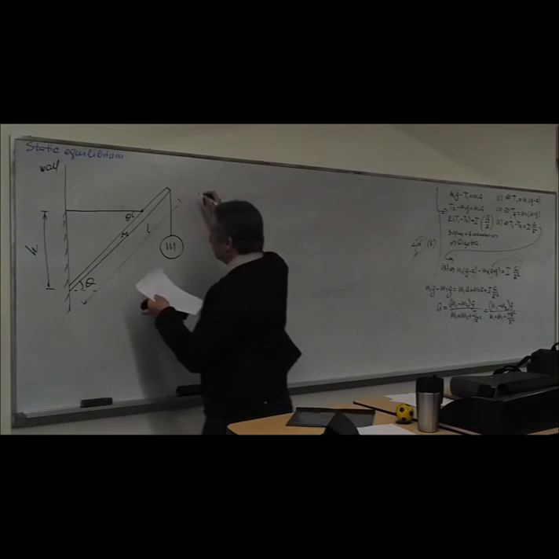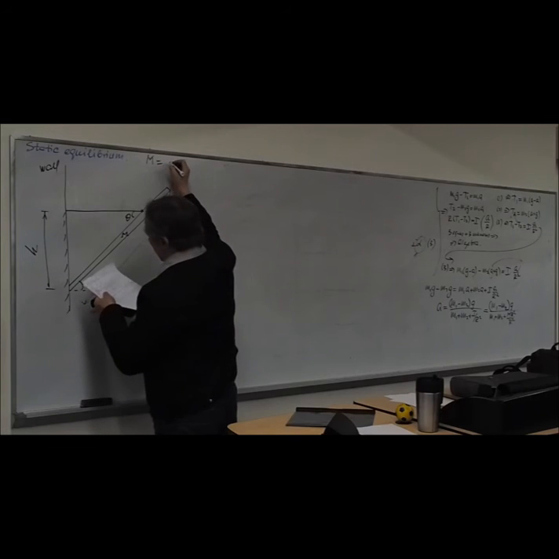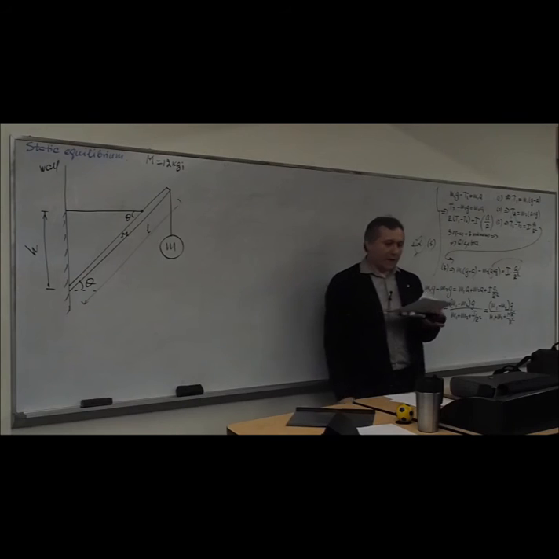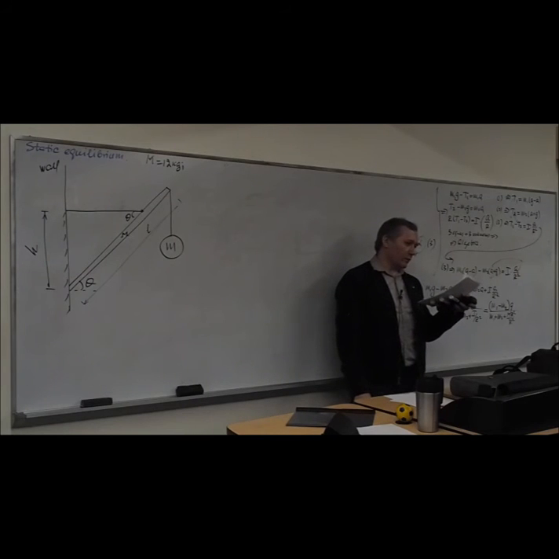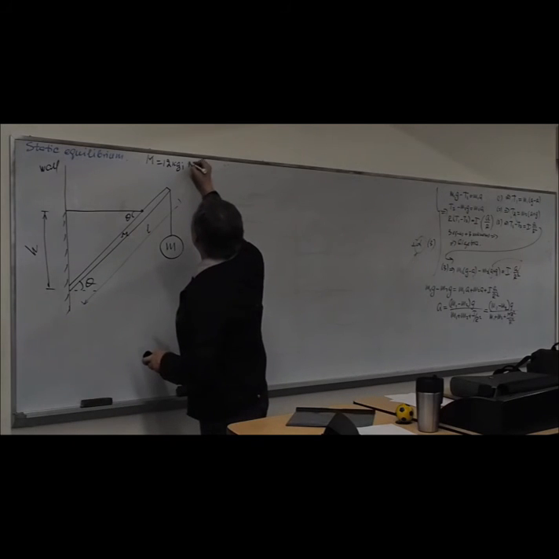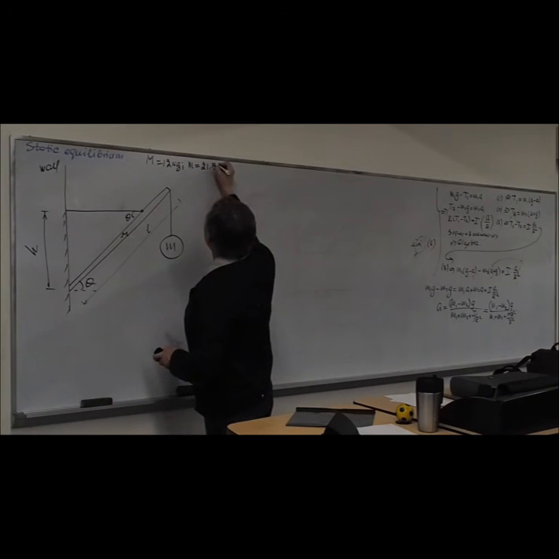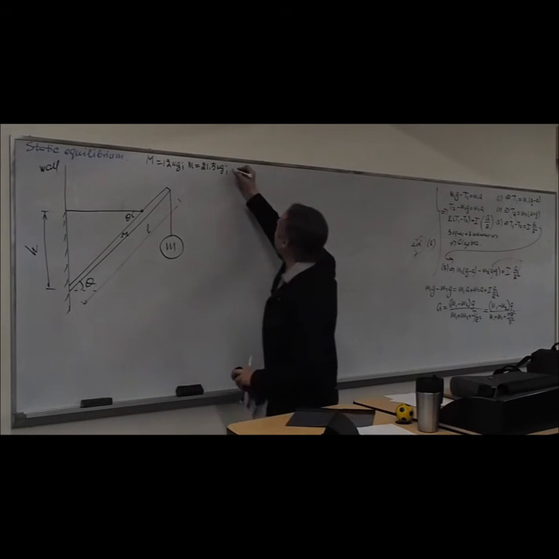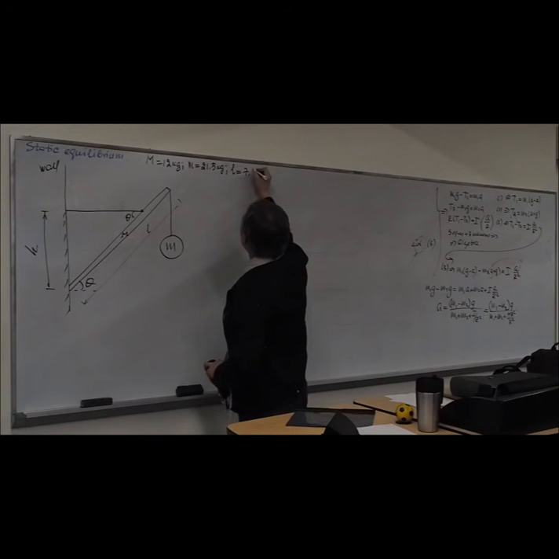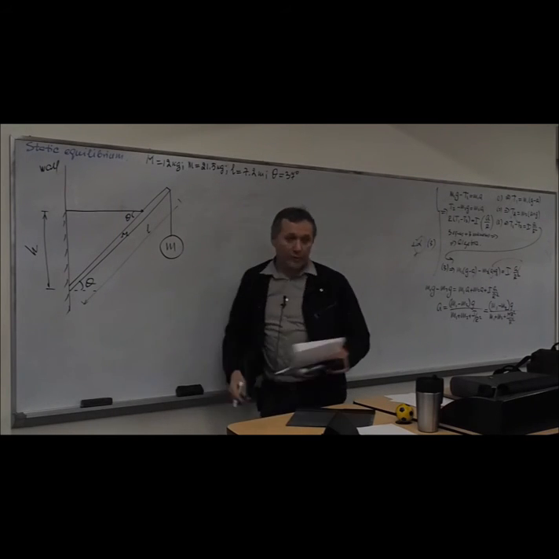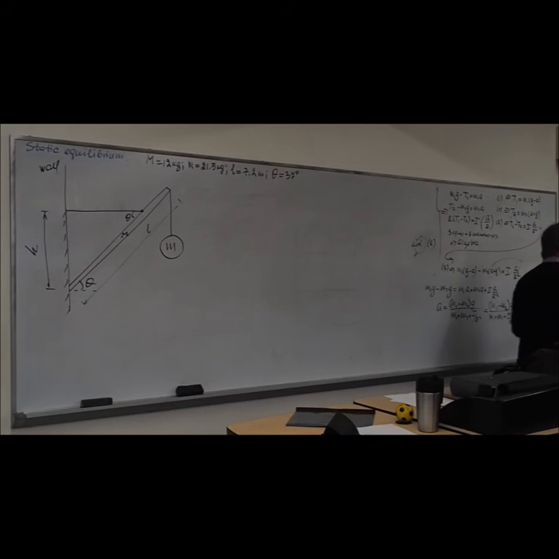So numbers are: beam, 12 kilograms. The sign is heavy, M equals 21.5 kilograms. Then, length of the rod, of the beam, 7.2 meters. And the angle is 37 degrees. Right?